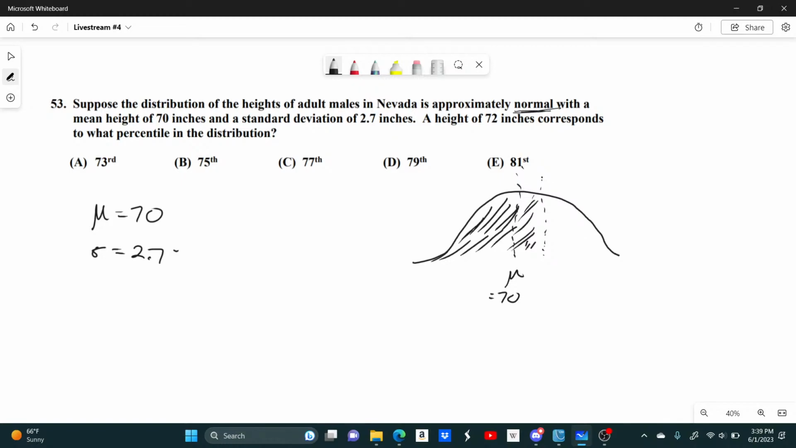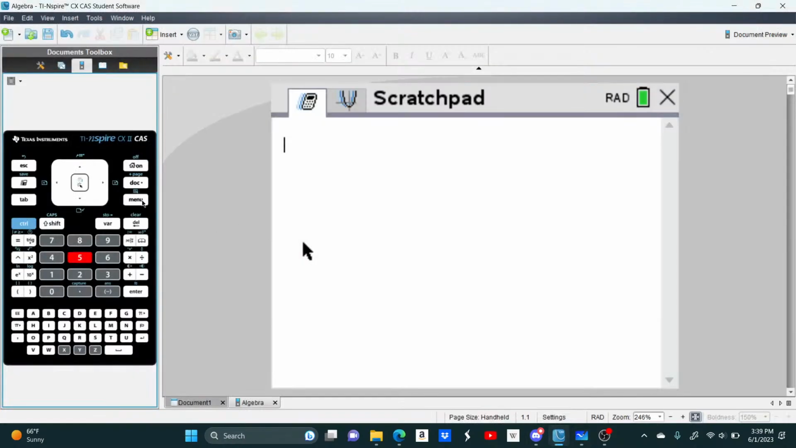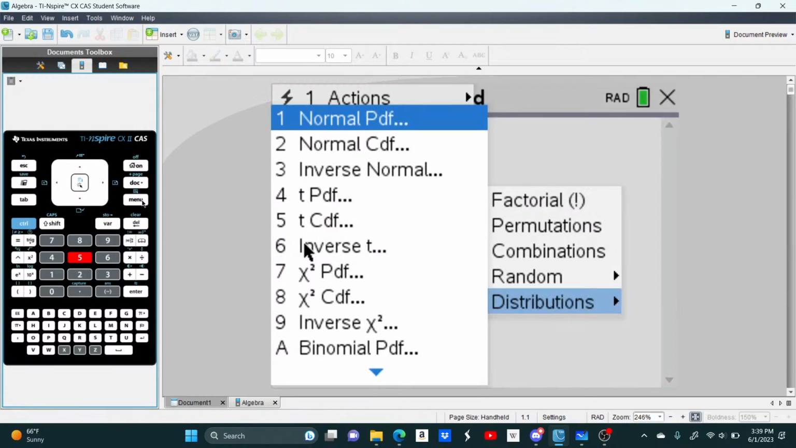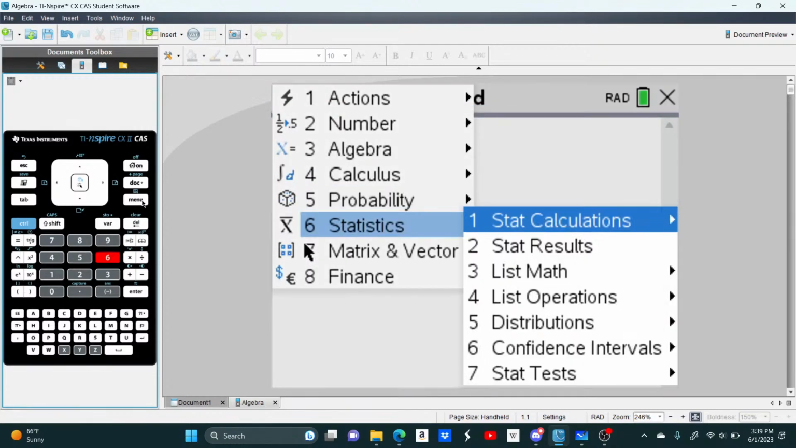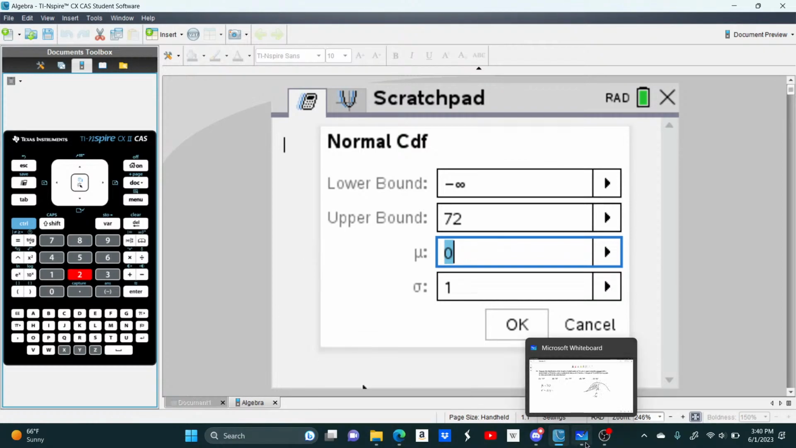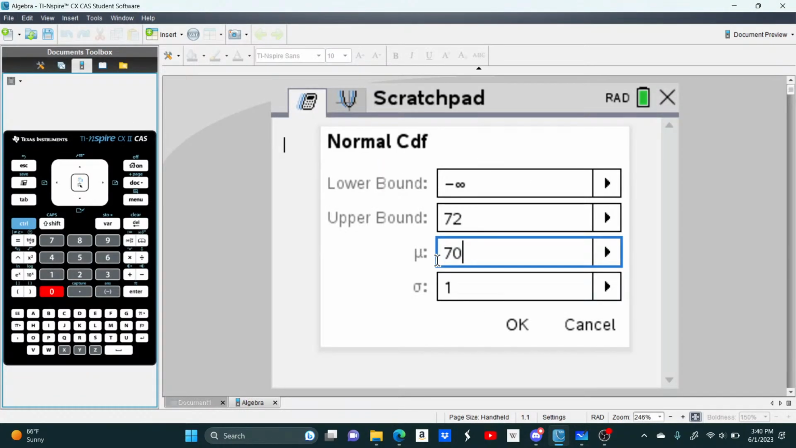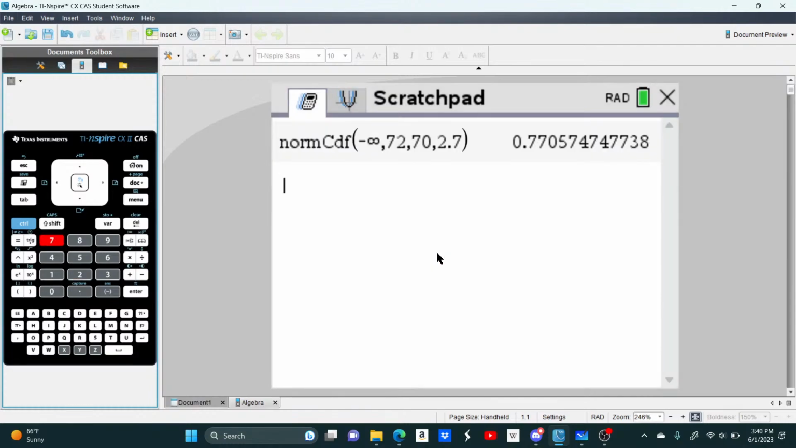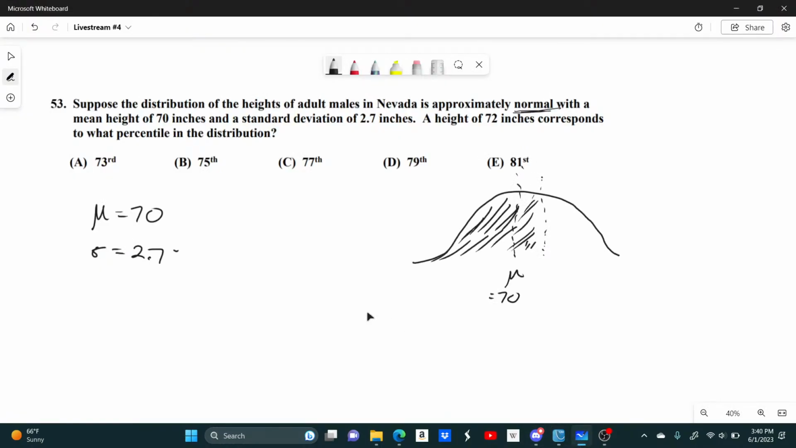So we have a pretty easy way of finding the area in a normal curve. We can just use some good old normal CDF. So you go to statistics, distributions, normal CDF. Our lower bound is just negative infinity. Our upper bound is 72. And then what was our mean and standard deviation? 70 and 2.7. Yep, so we get an area of 0.7705, which means that we're in the 77th percentile. There you go.